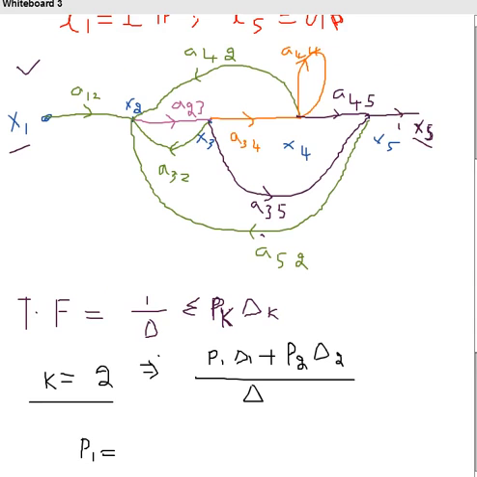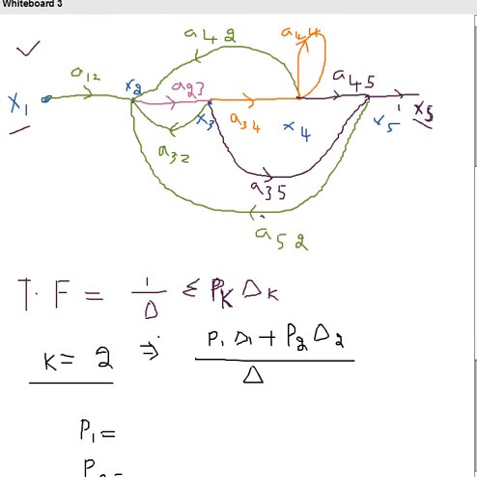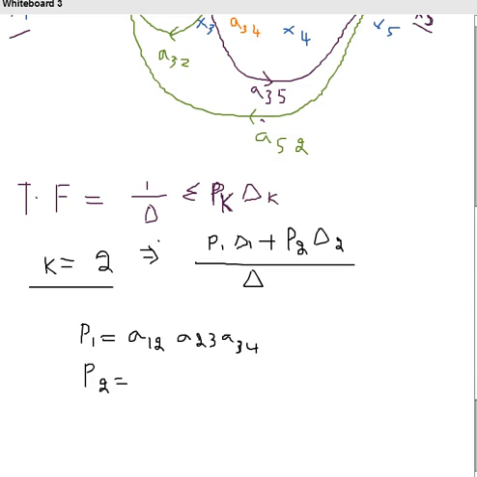So what is the forward path? First one: X1, X2. So this is the forward path, right? This is one path, from input node to output node. So the gain is nothing but A12 into A23 into A34 into A45. So this is the forward path gain.